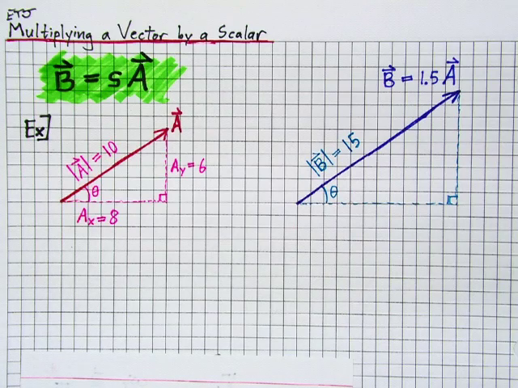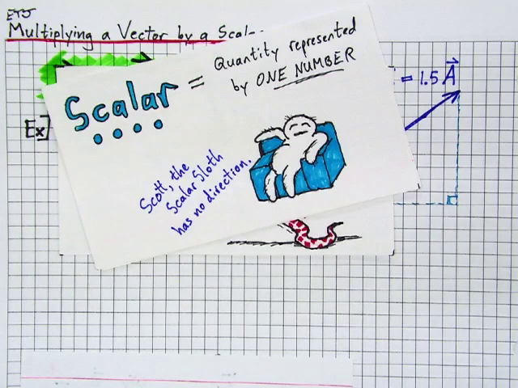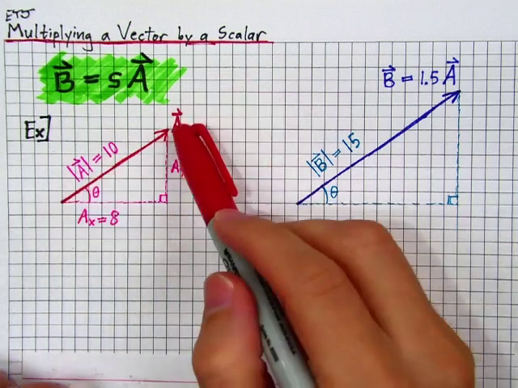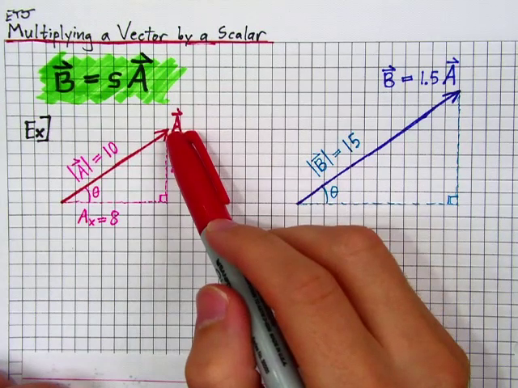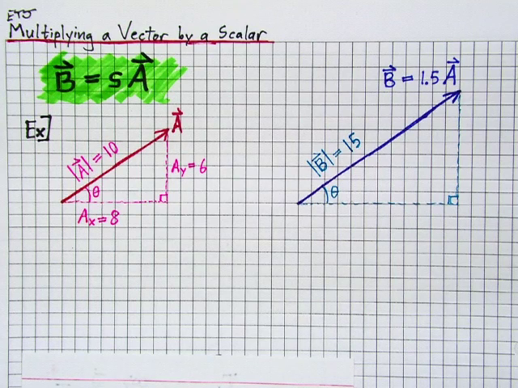What happens when you multiply a vector by a scalar? We're going to need to do just that when we get to Newton's second law of motion, so let's investigate. Suppose we have some vector A, and we multiply A by a scalar, a number, let's say 1.5, for instance.